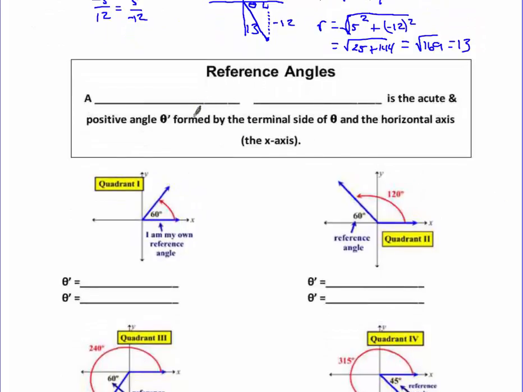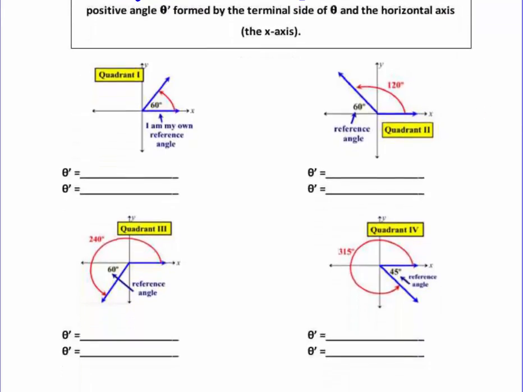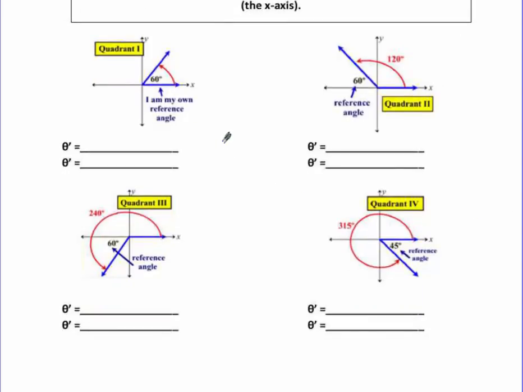All right, something else we're going to work with is called a reference angle. A reference angle is the acute positive angle theta prime formed by the terminal side of theta and the horizontal axis, or the x-axis. We got a quick picture here to look at. This will make this a lot easier. So it's the acute positive angle formed by the x-axis and the terminal side.